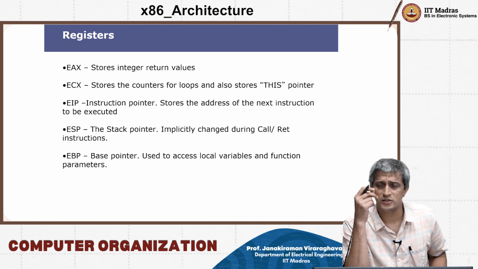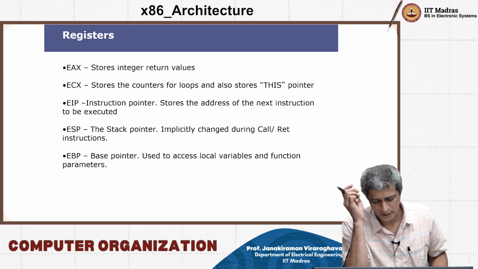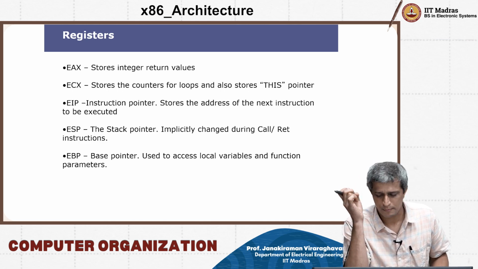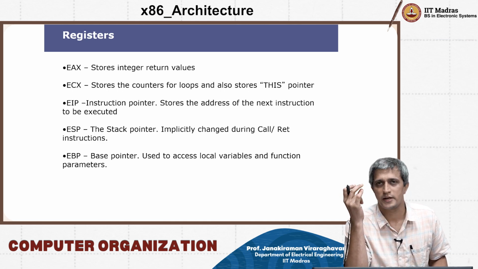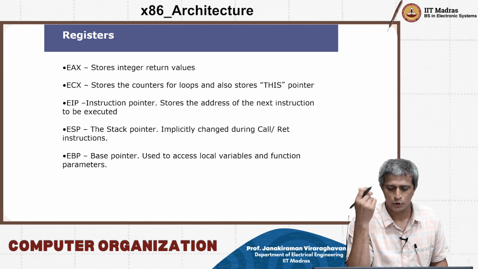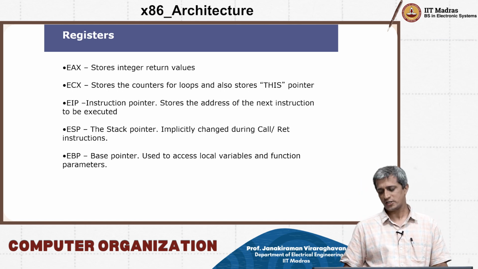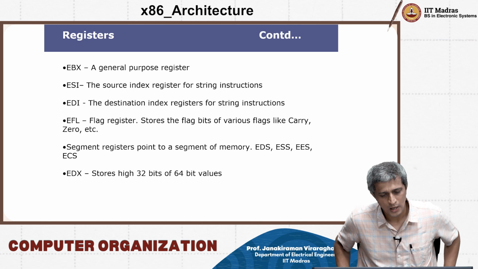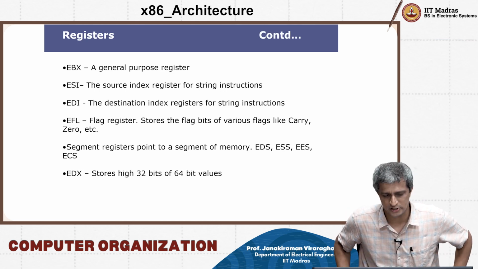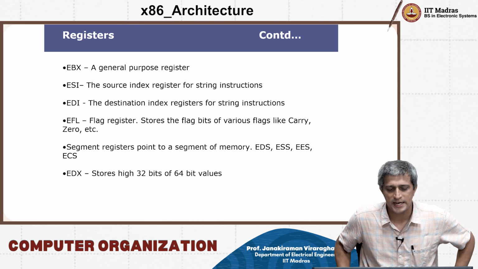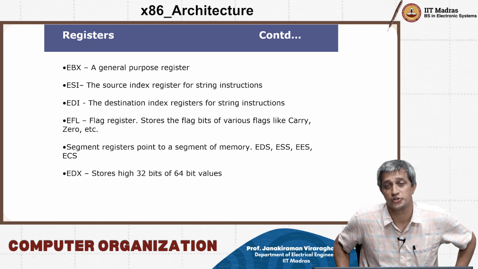Likewise, there are 2 other registers called the stack pointer and the base pointer, right? Basically, the stack pointer is implicitly changed during the call or ret instruction. The BP is used to access local variables and function parameters. Okay. Now, EBX, by the way, is a very general purpose register. ESI and EDI are the source index register for string instructions.